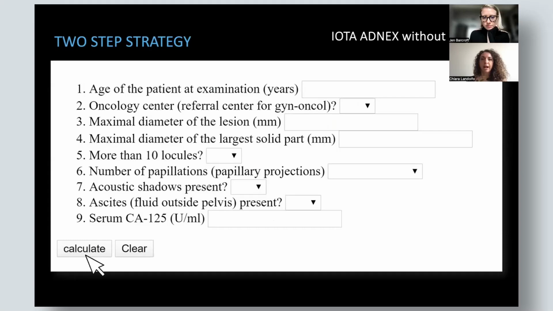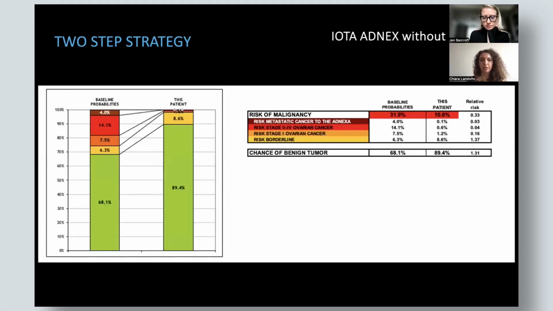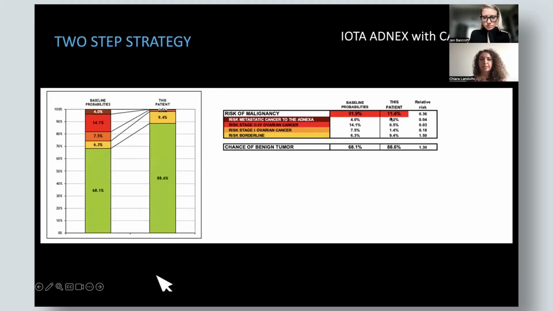So then we can apply ADNEX, and we can try without and with CA125. So without CA125, we look at our risk of malignancy. In our patient, it is 10.6%. And if we look at the results with the CA125, it is 11.4%. But if then we look also at the subtype of the specific type of malignancy, so we look at the relative risk, we can see how the risk of borderline tumor is increased.